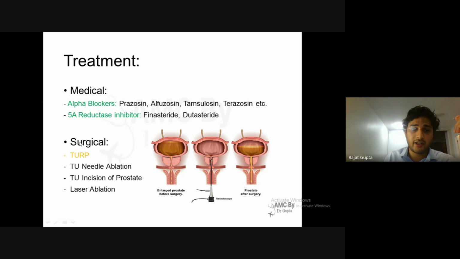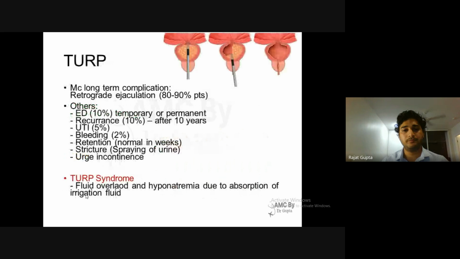Next is surgical treatment. Most commonly we go for TURP, transurethral resection of prostate, in which we pass a resectoscope and it rotates and clears the path to open the pathway. The other less common procedures are transurethral needle ablation, incision of prostate, or laser ablation. You don't have to memorize these, but just to know. So, last slide before break. TURP is the procedure we all know about.